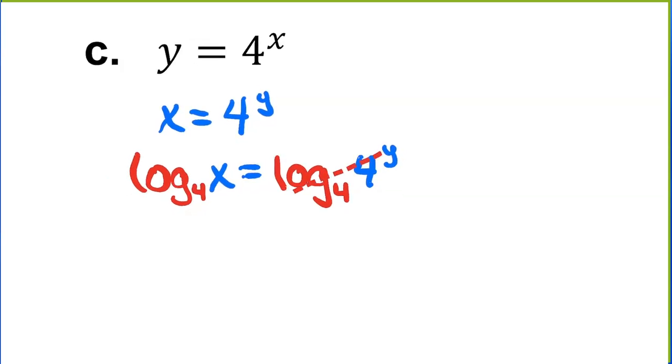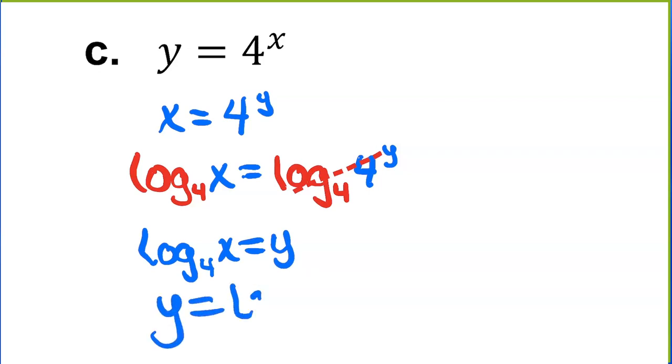These will undo each other. So we're just left with log base 4 of x equals y, and then, since I'm thinking about it, y equals log base 4 of x. Any questions about that? Feel okay about finding inverses so far?